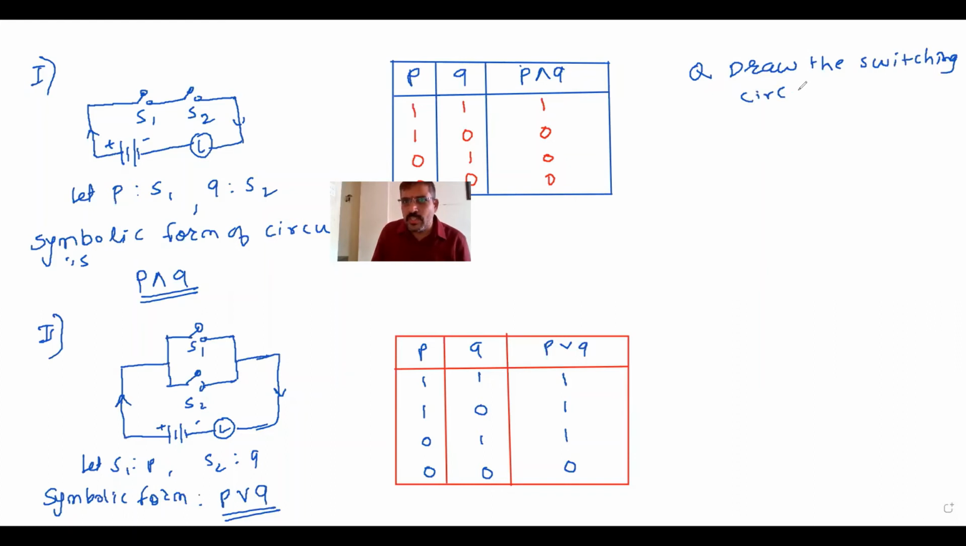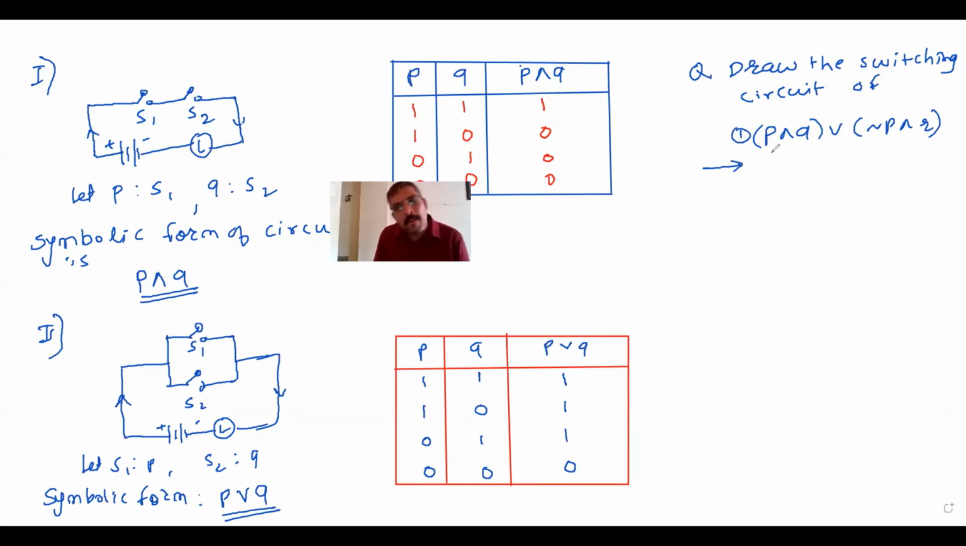Draw the switching circuit of. Let's see. First question: P and Q or negation P and R. Here, this is one expression, the logical expression, the symbolic form of one circuit. You have to convert that into circuit form. Let us see how to do it. It is very, very easy.